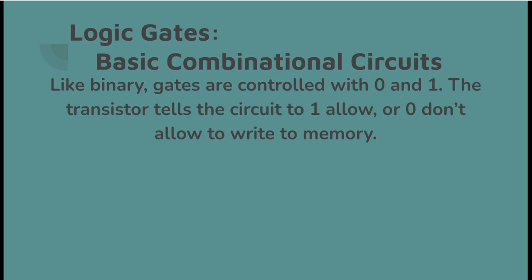Logic gates, basic combinational circuits. Binary gates are controlled with zeros and ones. The transistor tells the circuit 1, allow, or 0, don't allow, to write to memory.